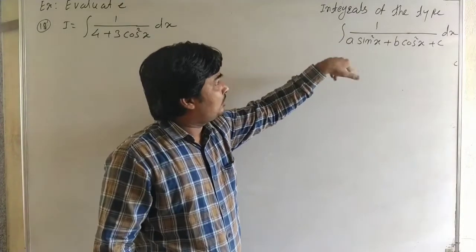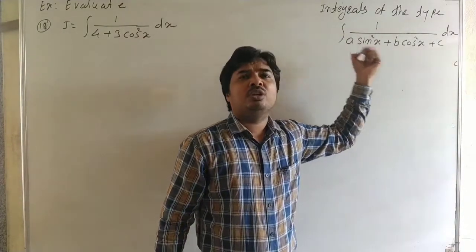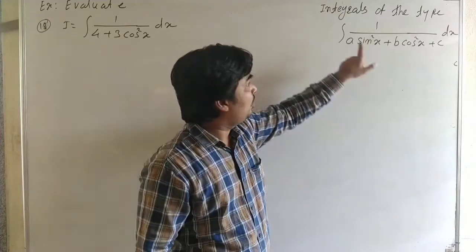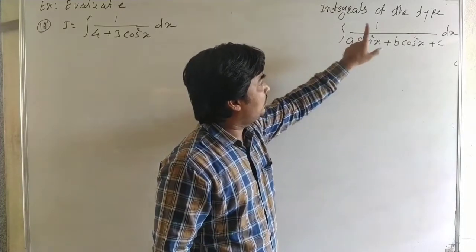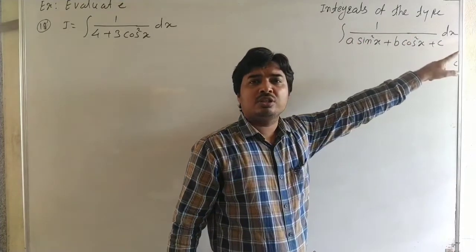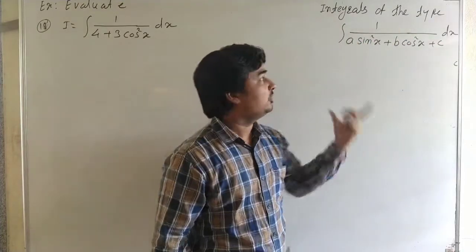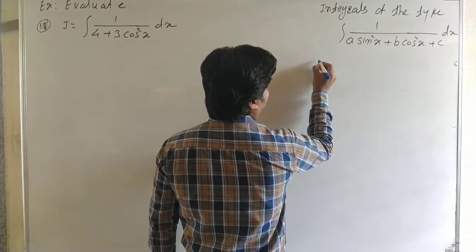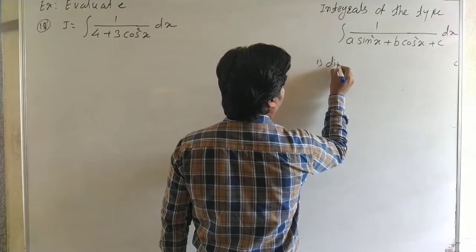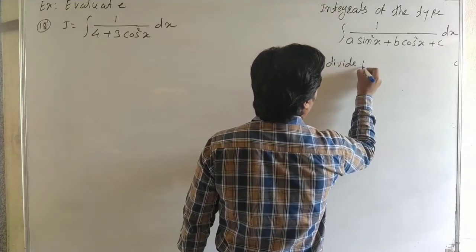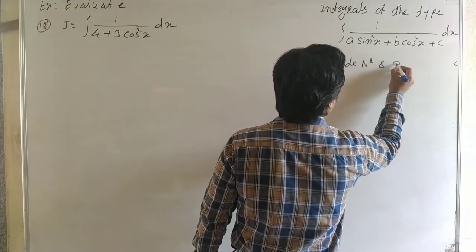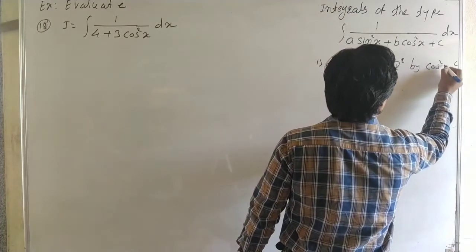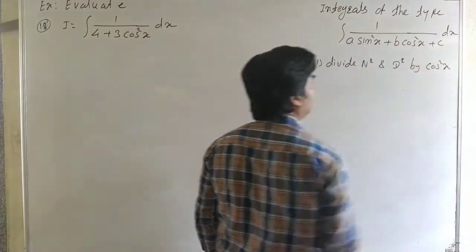Here see carefully the structure. At most one of a, b or c is 0, at most one. Only one, a equal to 0 or b equal to 0 or c equal to 0, then we use this type. Here to solve the integral, first step, divide numerator and denominator by cos square x.